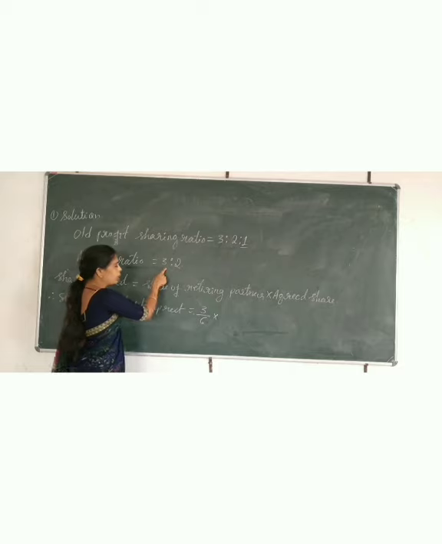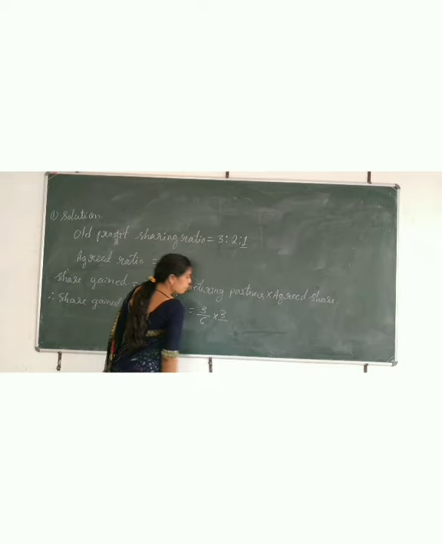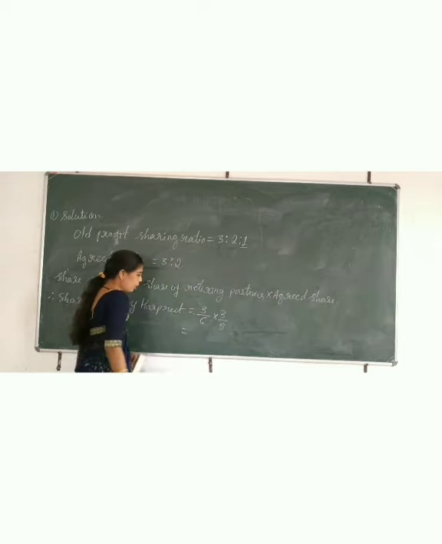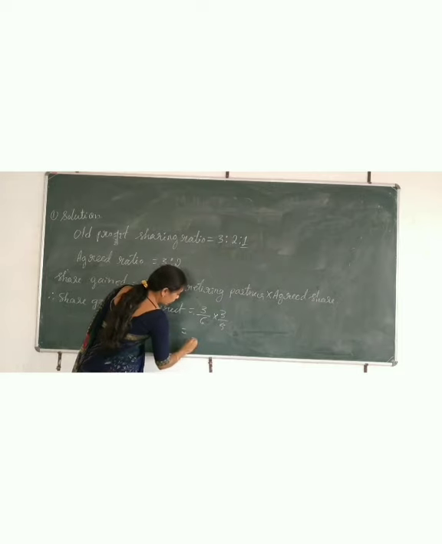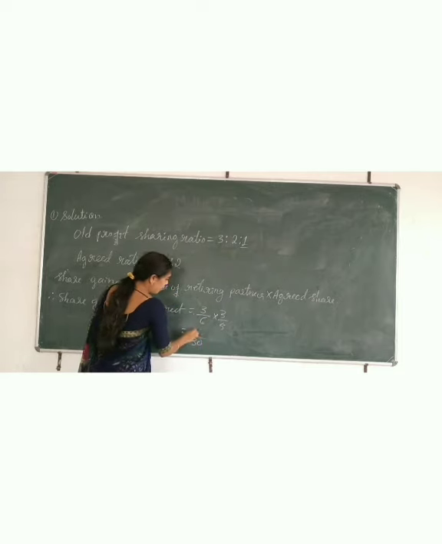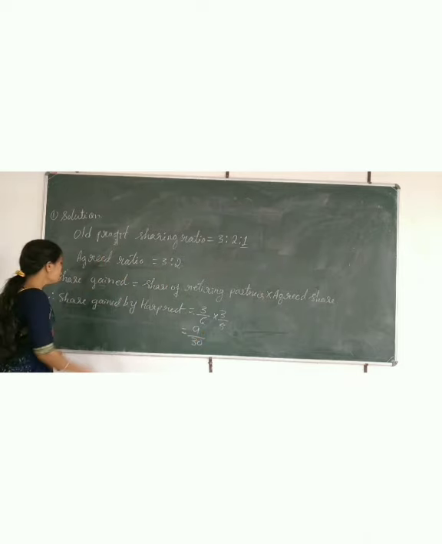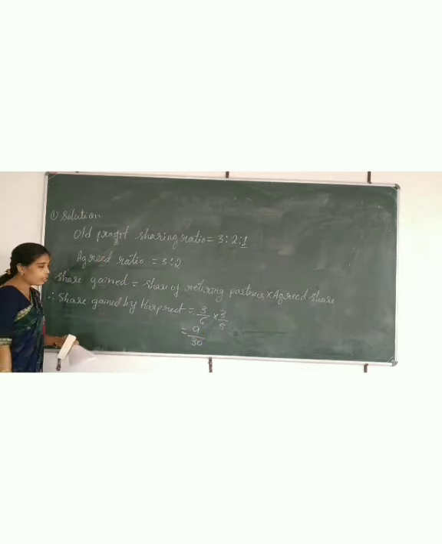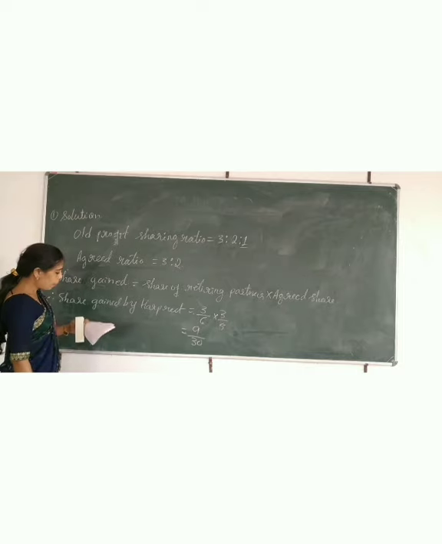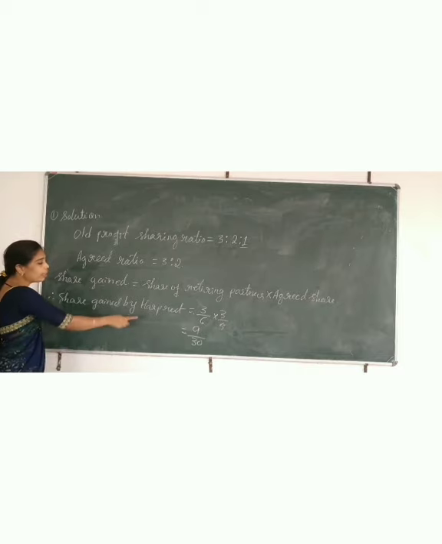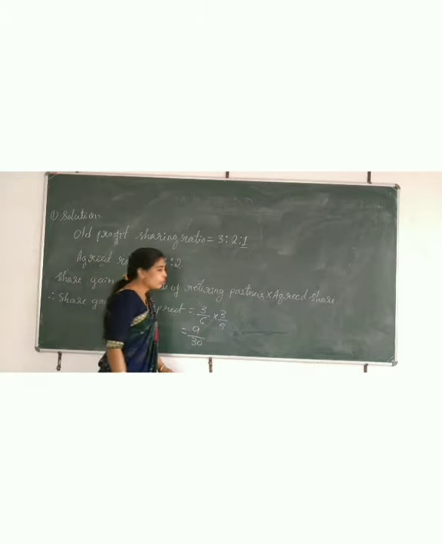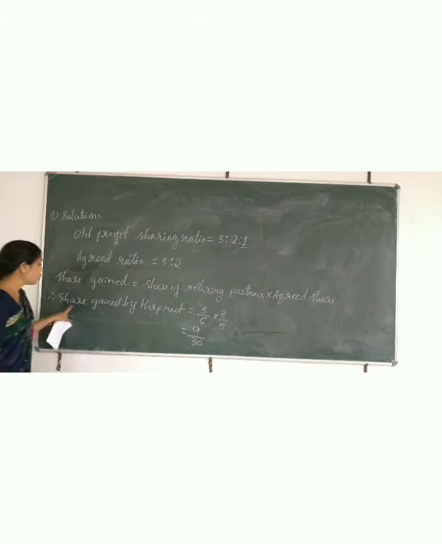Harpreet's share in this agreed ratio, how much is there? 3 plus 2 is 5, and 3 is the share of Harpreet, so 3/5. So 6 fives are how much? 30. 3 threes are 9. So 9/30 is the share which is gained by Harpreet from Alka. After retirement of Alka, Harpreet gained 9/30 share from Alka. So this is the calculation related to share gained by Harpreet.